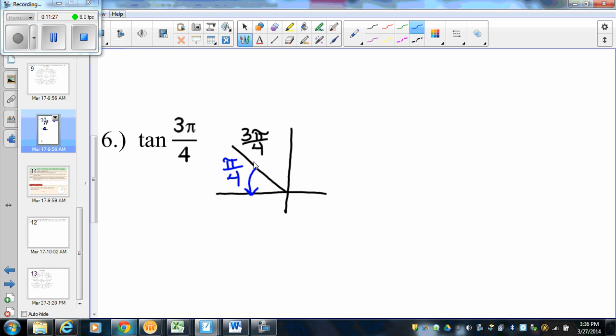So it's going to have the same tangent as pi over 4, except, think about your sine, all suckers take calculus, so sine is what's positive over there, not tangent. So it's going to be the negative tangent value of pi over 4, which is 1. So the tangent of 3 pi over 4 is equal to negative 1.